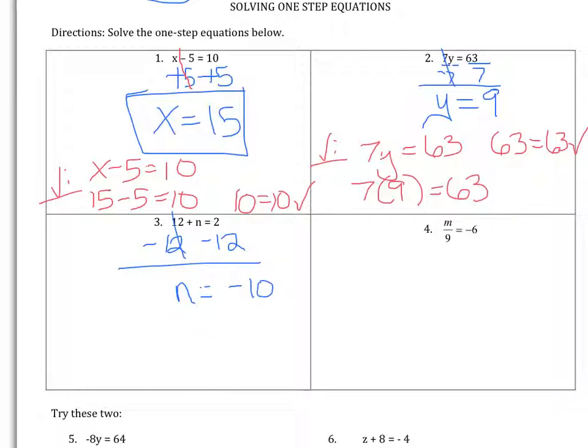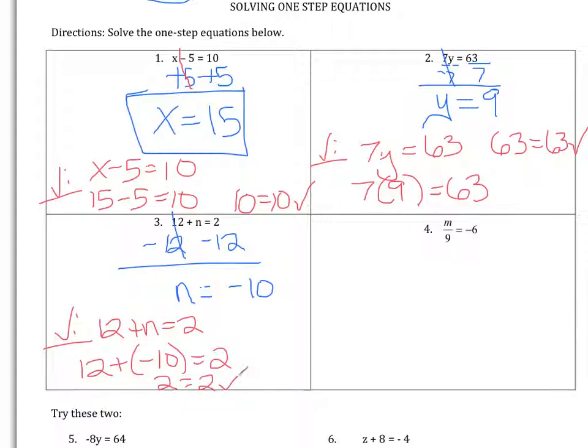I could check my work again by plugging in. In the n spot, I'm going to put negative 10 equals 2. 12 plus negative 10 is a 2. 2 equals 2, so it checks out.